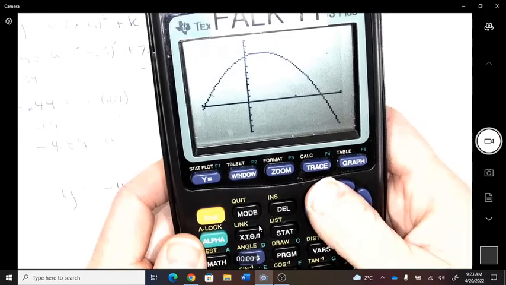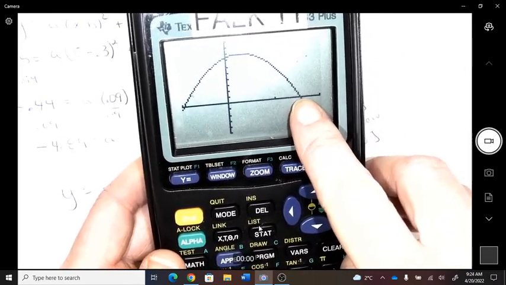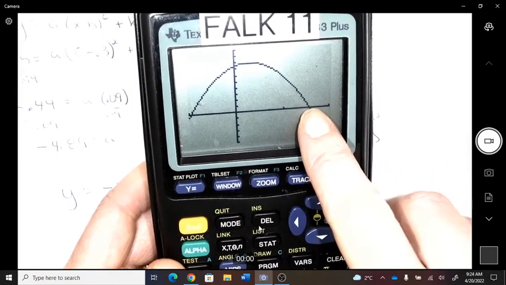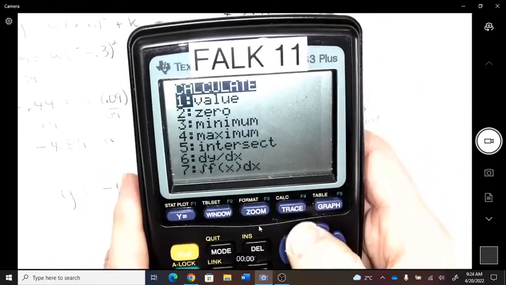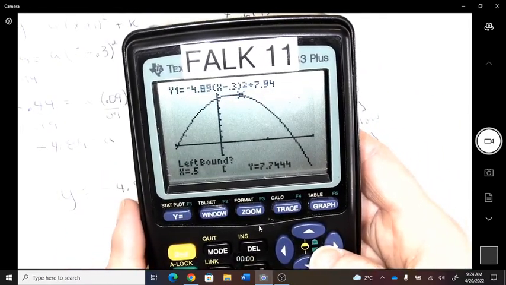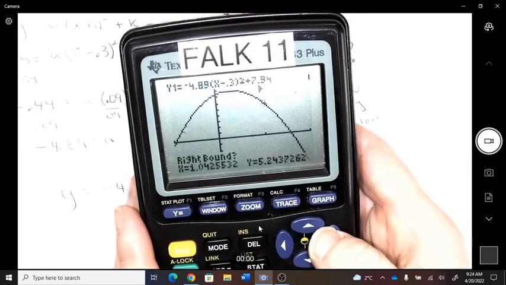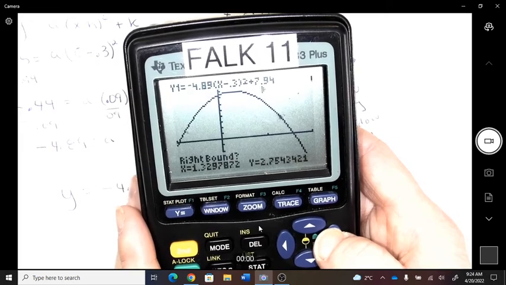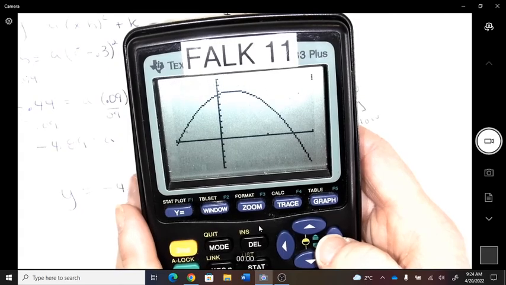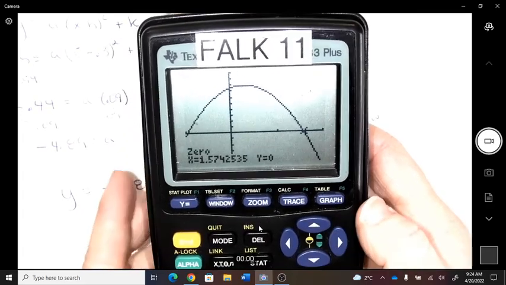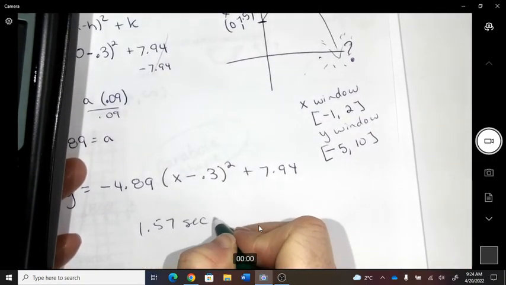Okay, now here's where they hit the water. So I'm going to left bound it and right bound it and figure out that 0. So calculate 0, left bound, and then you can go right. 1.57 seconds, that's how long it takes. And then they hit the water.